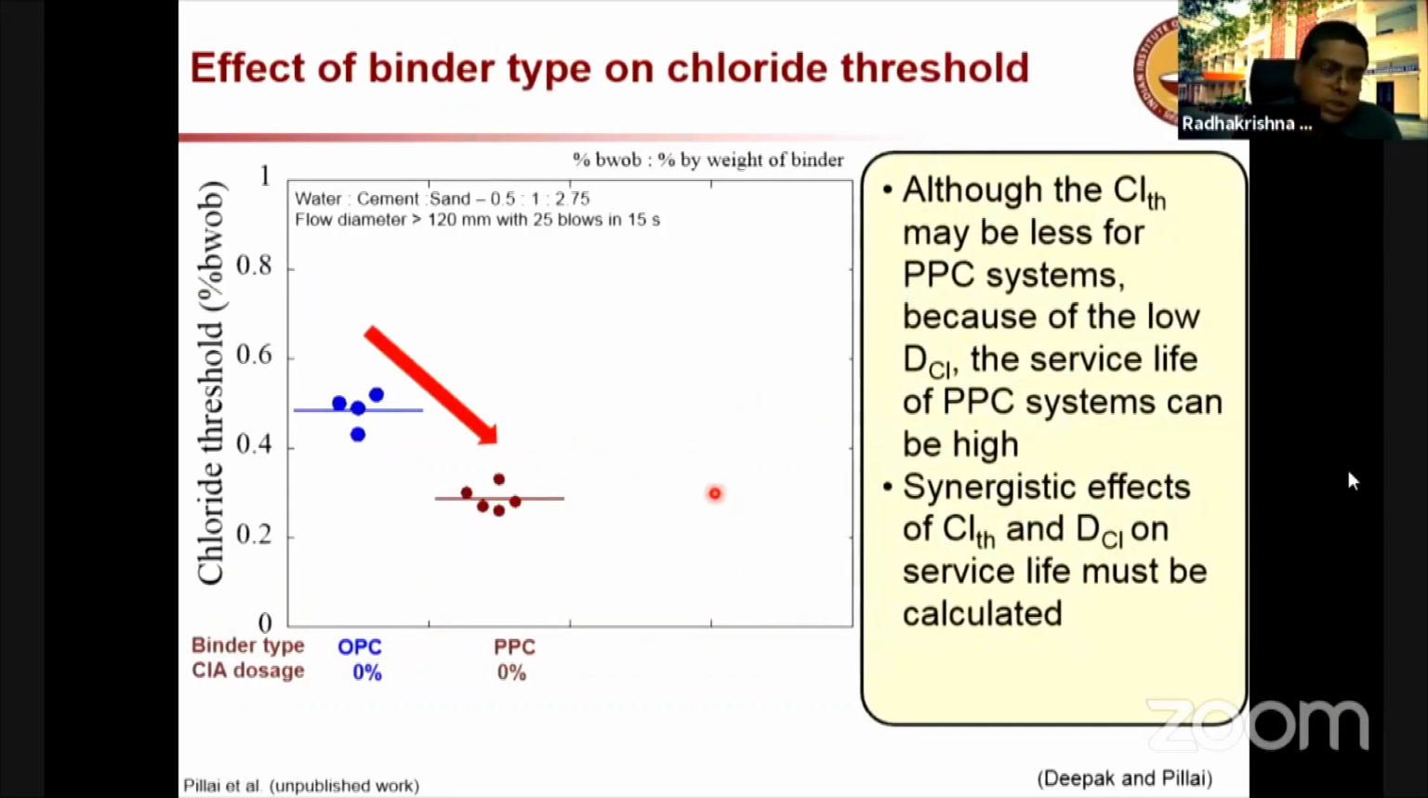And in between, I'll also tell you something about how the binders can influence the chloride threshold. So here in this study, we are showing the effect of PPC or fly ash binder on the chloride threshold. You can see there is a reduction in the chloride threshold. If it's an OPC case, it is about, let's say, 0.4 to 0.5. And if the binder is changed to PPC, the chloride threshold decreases without any corrosion inhibitor dosage.